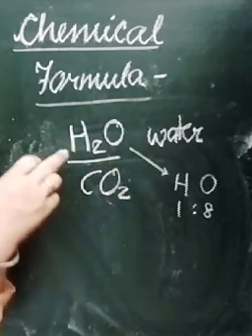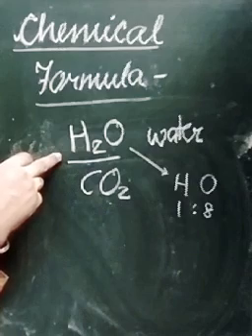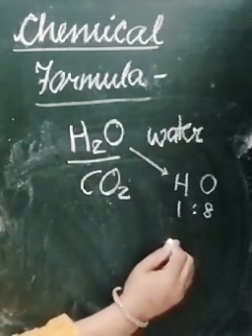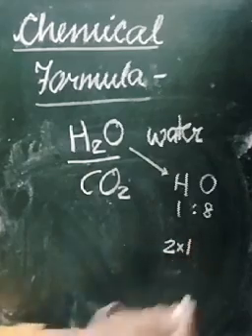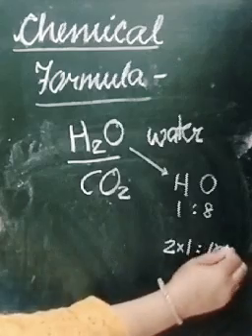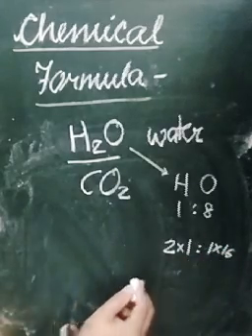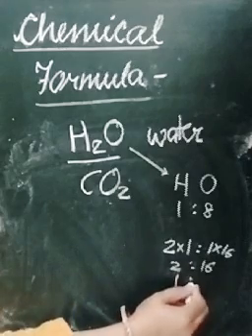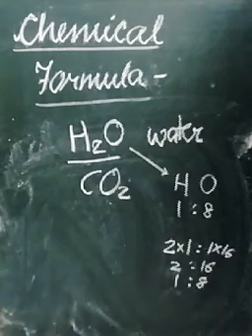We had seen this in detail in the lecture for compounds. Just see, hydrogen has 2 atoms. Atomic mass of hydrogen is 1. Oxygen is 1 atom. Atomic mass of oxygen is 16. So 2:16. When you represent it as a simpler ratio, it is 1:8.